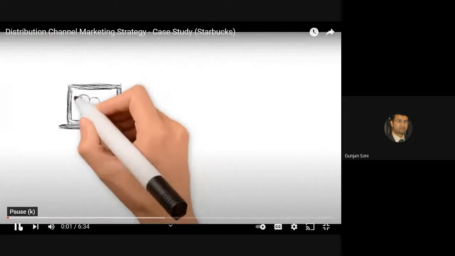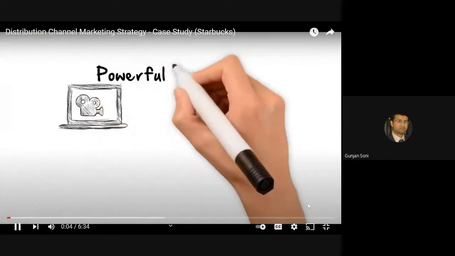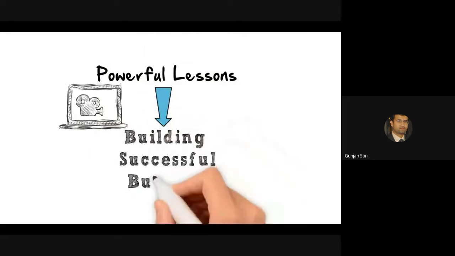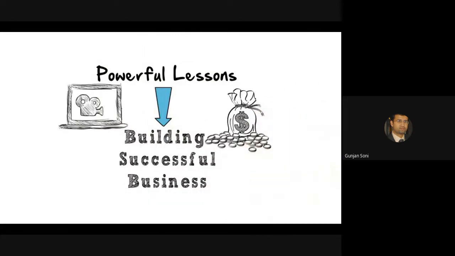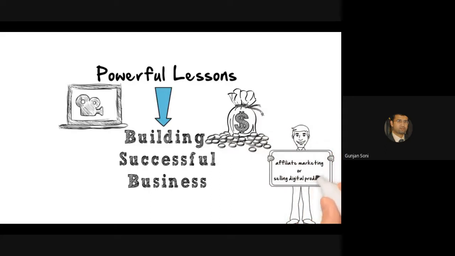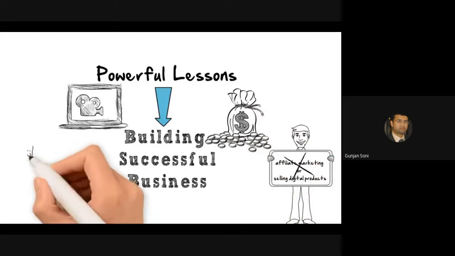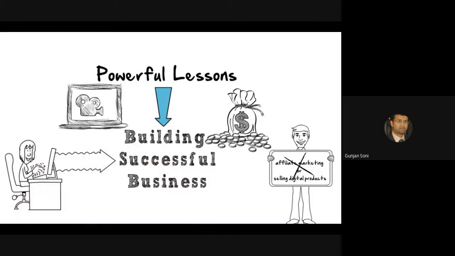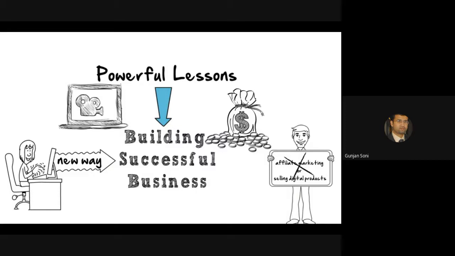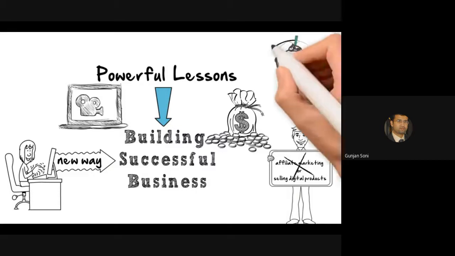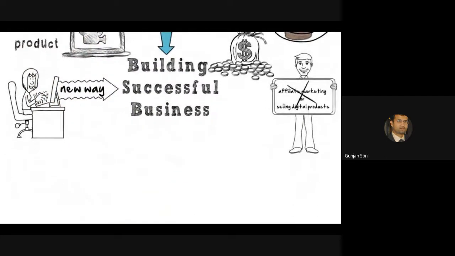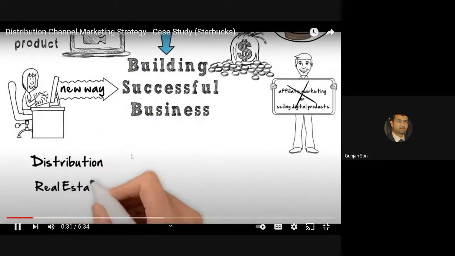Today's video is one of the most powerful lessons I could ever pass on to you about building a successful business that makes a significant amount of money. But please note, this video has almost nothing to do with affiliate marketing or selling digital products. Those are the tools. But today I'm going to give you something far more valuable. A completely new way to look at your business. Most people think Starbucks is in the coffee business. They're not. Coffee is their product, but their business is actually distribution and real estate. Those stores.